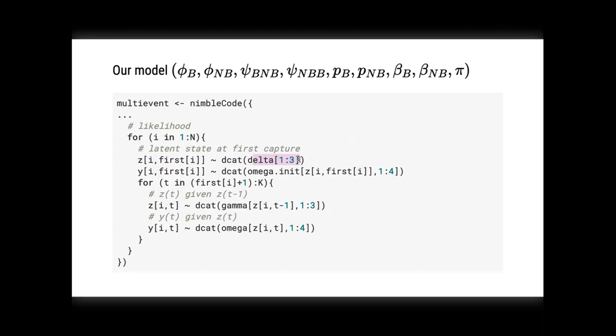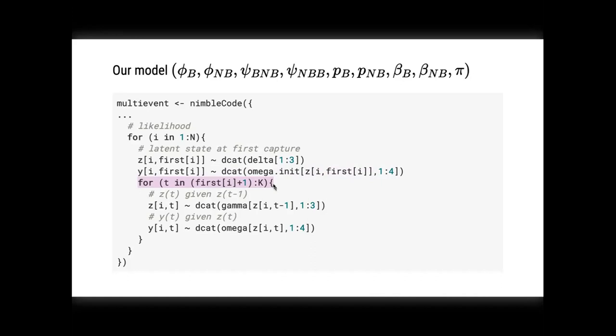And then at first encounter, your observation is distributed, the observation at first encounter, these are the Ys here, as a categorical distribution, and you pick the probabilities in the observation matrix that we defined for this particular case of the first encounter. We called it omega dot init. It's just the omega matrix, the observation matrix, where the p's, the detection probabilities, have been set to one. At first encounter, you detect it for sure. And then, as before, you take the rows corresponding to the current state, here the state at first sampling occasion, and then you take all the columns, one up to the fourth column. And then you go through the various sampling occasions for this particular individual.